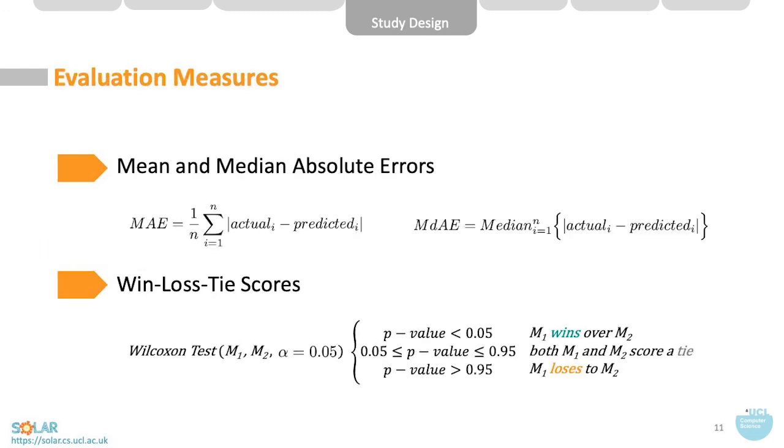We measure the performance of the estimators based on the mean and median absolute errors of their estimation and win-loss-tie scores, for which we perform a Wilcoxon rank sum test at 5% significance level and consult the resulting p-value to determine if a model wins against the other.